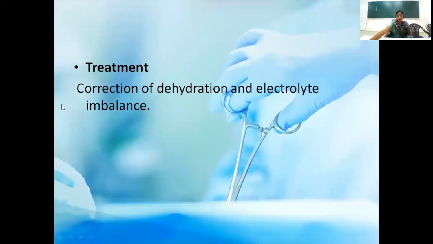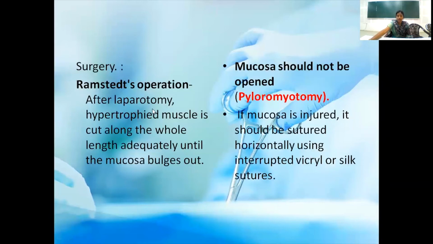Coming to the treatment part, it is the correction of dehydration by intravenous fluid supplementation and correction of electrolyte imbalance. From the surgery point of view, it is Ramstedt's pyloromyotomy. It is pyloromyotomy, cutting of the muscle, not the mucosa. After laparotomy, that is after opening the abdomen, the hypertrophied muscle is cut along the whole length adequately until the mucosa bulges out. In this Ramstedt's pyloromyotomy, the mucosa should not be opened.